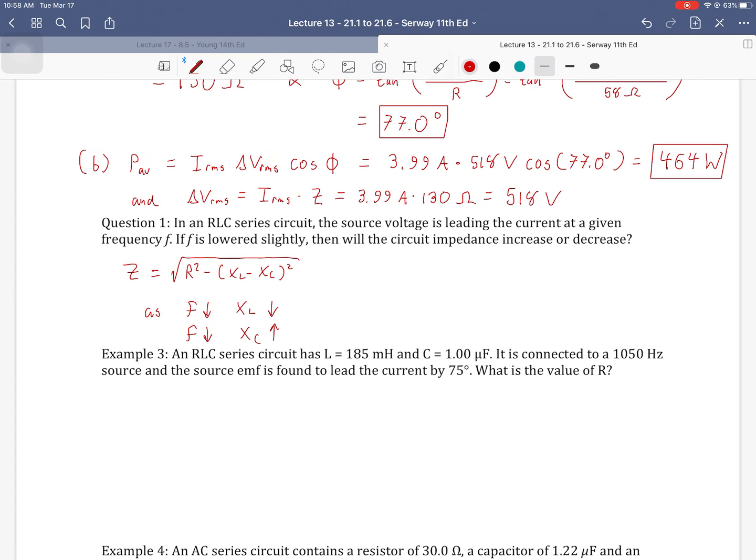By lowering the frequency, this term's getting smaller, this term's getting bigger, which means that this difference, oh, that should be a minus, that means this term is becoming smaller. So we can say thus XL minus XC becomes smaller. And therefore impedance decreases, because resistance is unaffected. Just making this second term smaller means that the overall impedance is going to decrease.